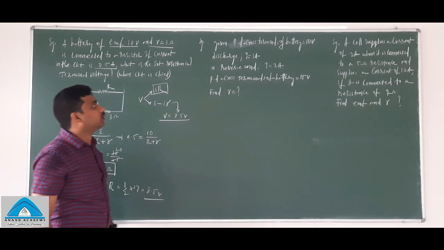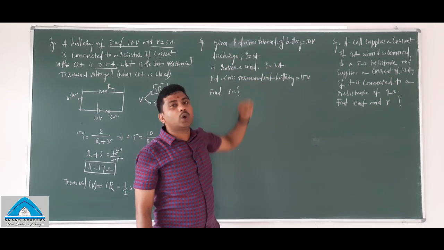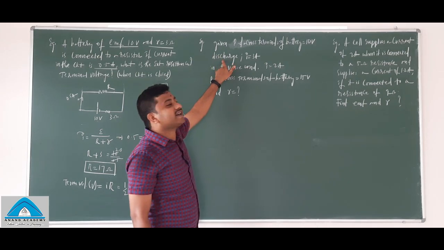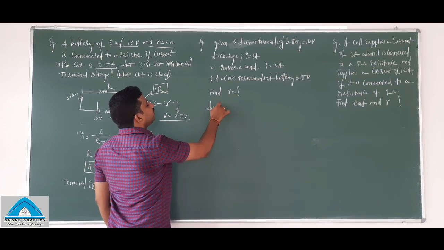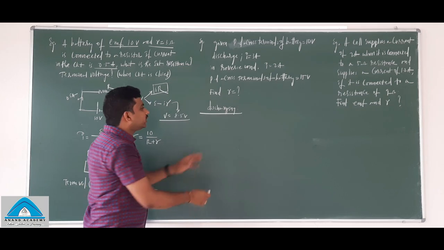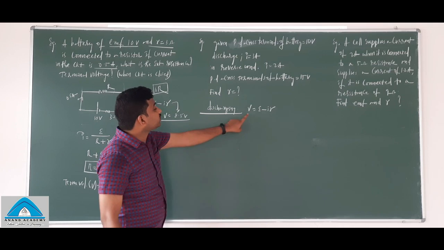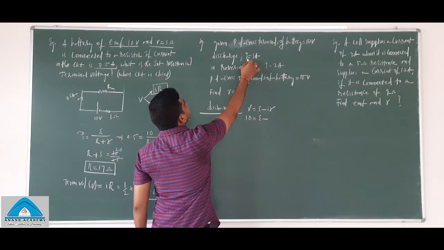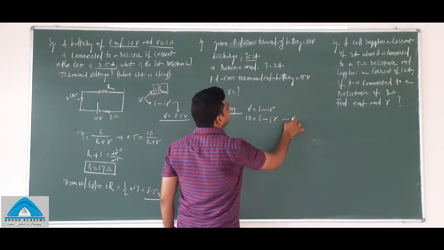So now let's start the second one. Given potential difference across the terminals of the battery is 10 volt. Terminal voltage is given 10 volt. During discharge condition, I is equal to 3 ampere. So during discharging, we have discussed what is discharging, V is equal to E minus IR. What is V? So 10 is equal to E minus current, which is given as 3, into internal resistance R. So it's the first case, right?